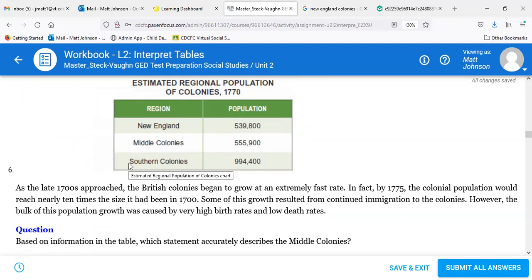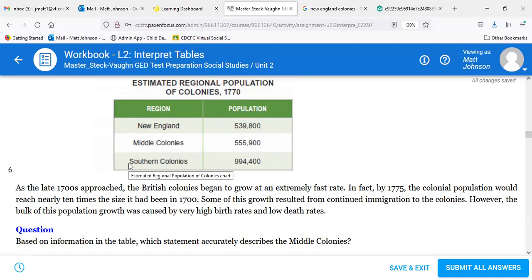And 6, okay, so new table, estimated regional population of colonies. So back to that idea, New England, middle colonies, and southern colonies. And we're looking at the population around 1770, so a few years before the start of the American Revolution. And the text says, as the late 1700s approached, the British colonies began to grow at an extremely fast rate. In fact, by 1775, the colonial population would reach nearly 10 times the size it had been in 1700.